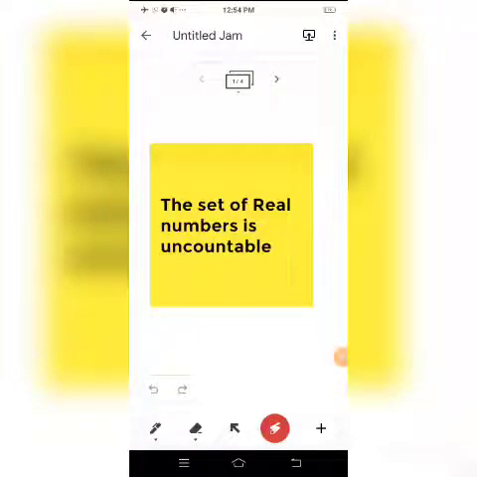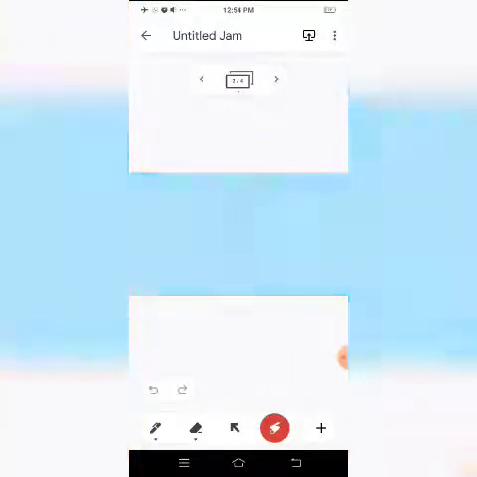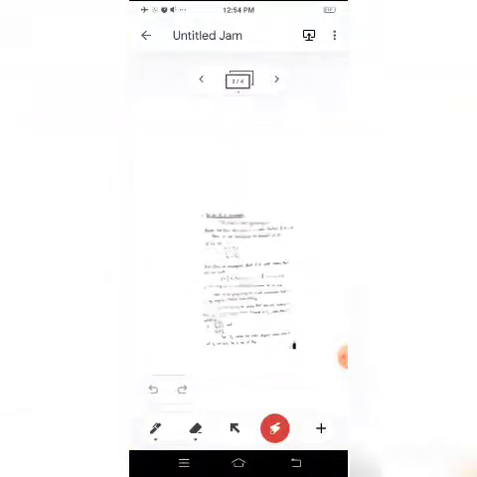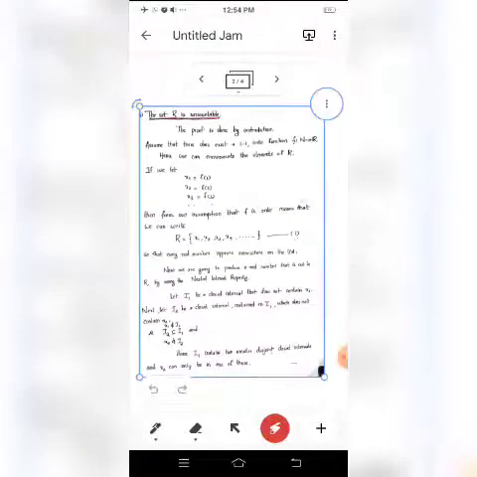An important property of real numbers is that the set of real numbers is uncountable. The real numbers have infinitely many elements, a larger type of infinity. The set of real numbers R is uncountable.